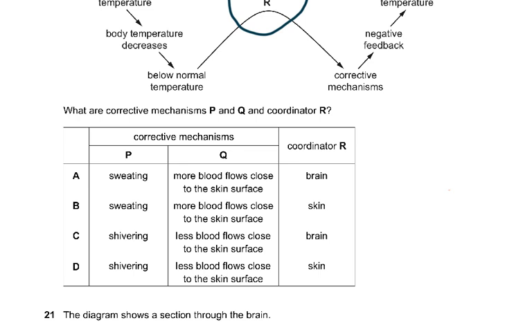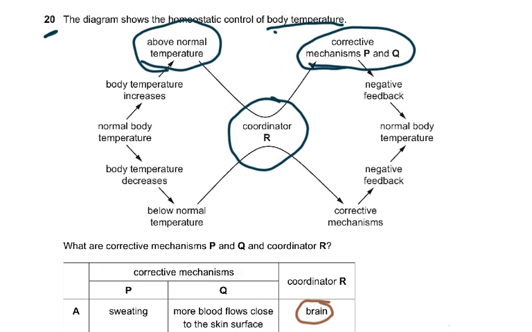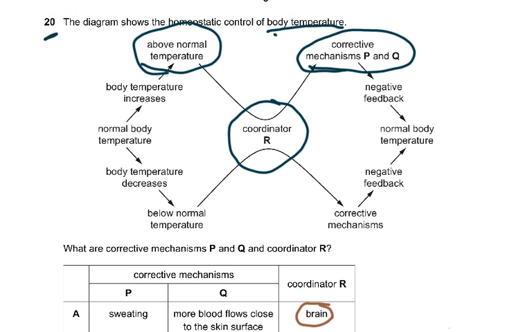Now coordinator R had to be the brain, it couldn't be anything else. There is only one main coordinator, which is the brain, which controls everything. In A and B they've given you sweating, and in C and D they've given you shivering. We have to understand why shivering would be wrong. Shivering would come below the normal temperature. If you fell into ice cold water while ice skating, you're going to start shivering.